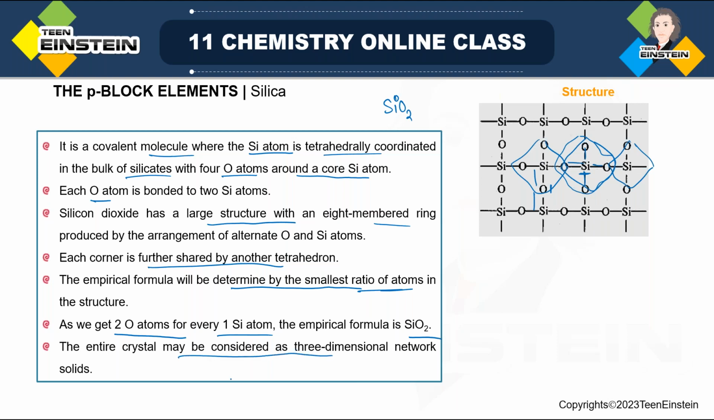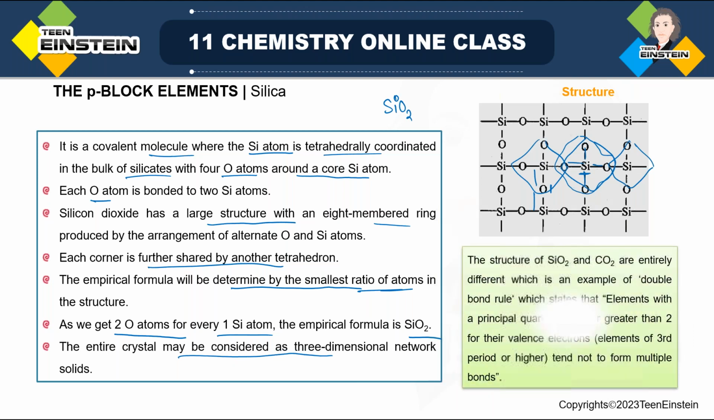The entire crystal may be considered a 3-dimensional network solid. Though it looks as if it is a planar sheet, it is not a planar sheet-like structure; it is a 3-dimensional network type of solid. And one more piece of information: the structures of these two are obviously entirely different. CO2 is a single molecule, right? See, both sides there is a double bond. But SiO2 is not a single molecule, it is completely different.